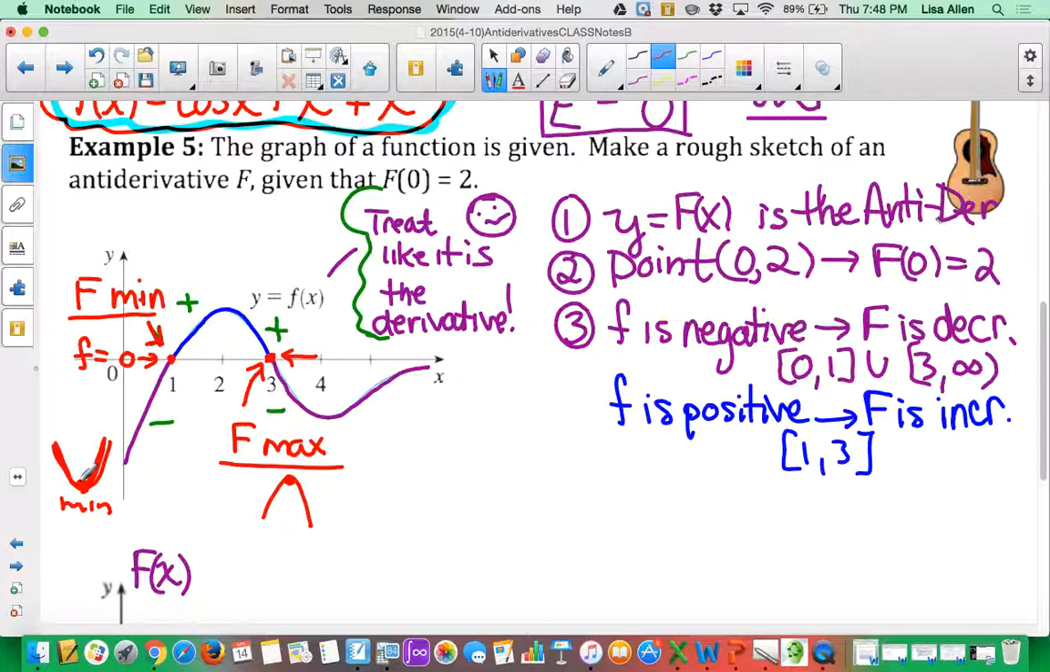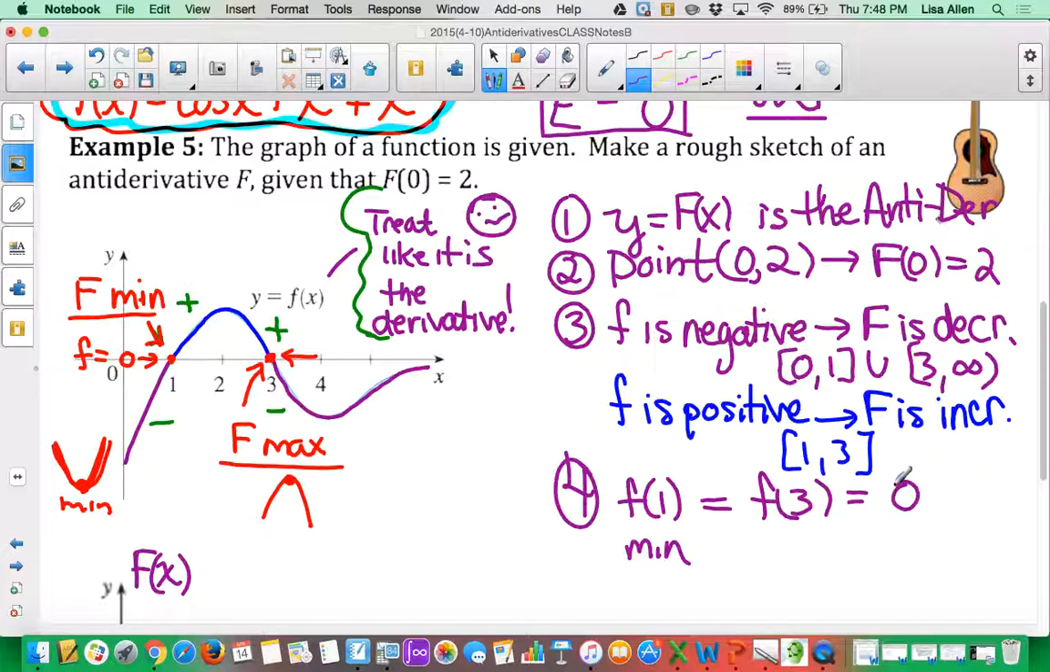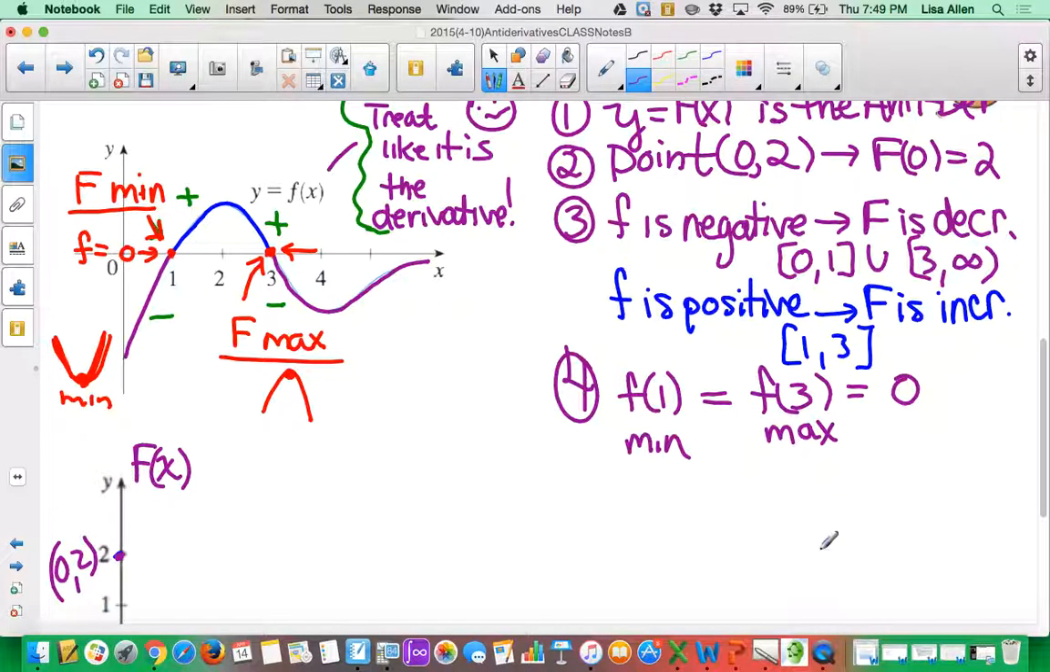So let's put some of this in here that we know now: capital F of 1 is a minimum, and f of 1 is equal to f of 3 is equal to 0, and capital F of 3 is a maximum by the first derivative test. Okay, so we're going to put that in there.